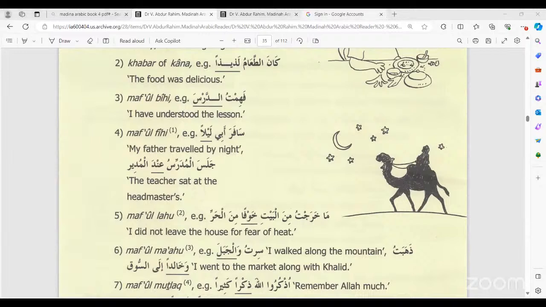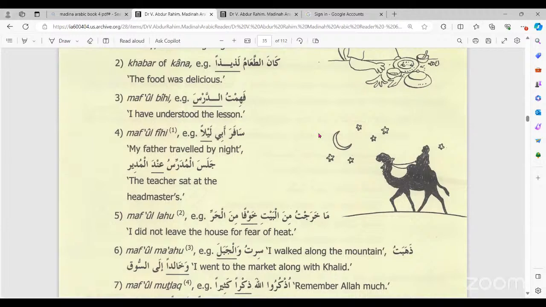Yes, we have done it, lazim and mutaddi. Yes, that's right. Perfect. I think this is a good revision because you forget. No, that's fine. The thing is that these formulas have to be repeated to remember them.